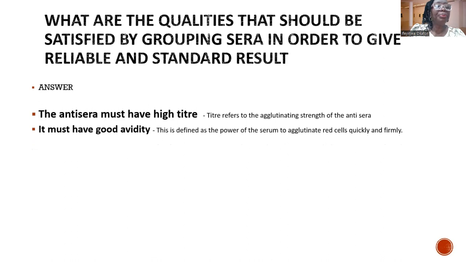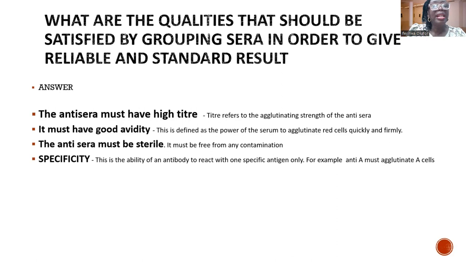Number two, the anti-serum must have good avidity. This quality defines the power of the serum to agglutinate red cells quickly and firmly. The anti-serum must be sterile, free from any form of contamination. It must be specific. This is the ability of the antibody to react with one specific antigen. For example, your anti-A anti-serum must be capable of agglutinating A cells only. So another quality of a good anti-serum is that it must be specific.